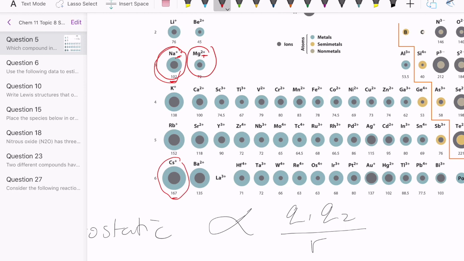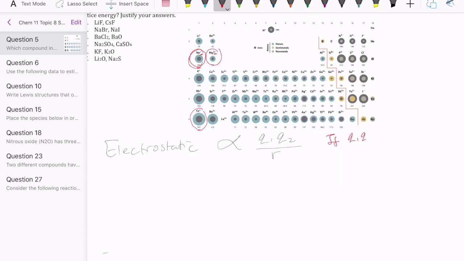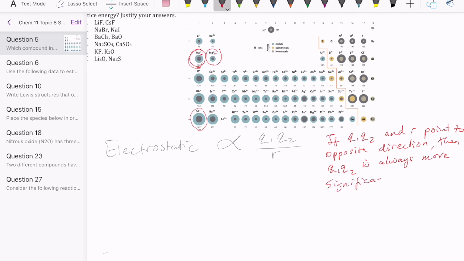that you're using. So if charges Q1, Q2 and size R point in opposite directions, so let's say in one case Q1, Q2 says that one compound is stronger and the R says the other compound is stronger, then Q1, Q2 is always more significant. So you would always pick the compound based on your charge comparison. Okay, now if the charges are exactly identical, then that's when you would use the R as a way to determine which one is stronger.